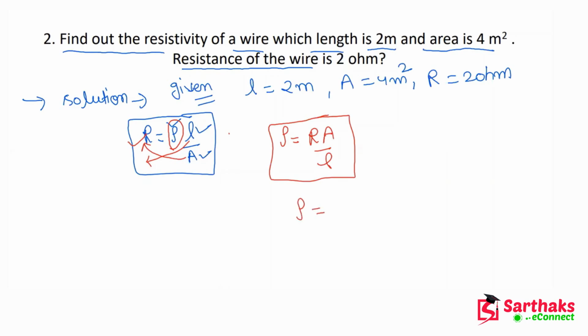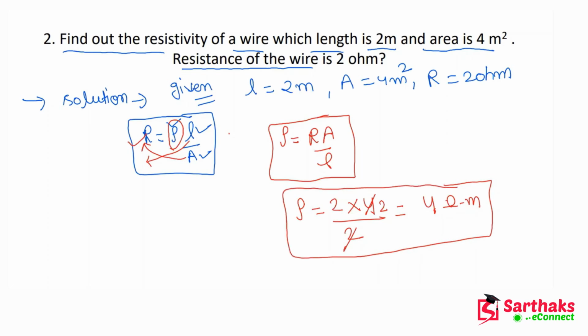Now, how can we calculate? We know that resistance is 2 ohm, area is 4 meter square, and length is 2. So I will cancel the 2 and it will give me 4. 4 is the resistivity. But will I write only 4? No, I will have to add ohm meter. Ohm meter. So this is the value of resistivity. I hope guys you understand this point.